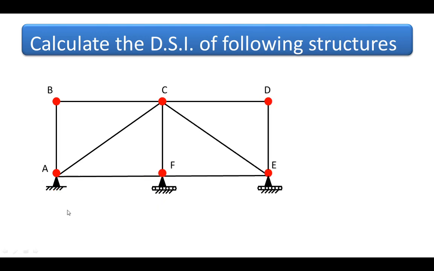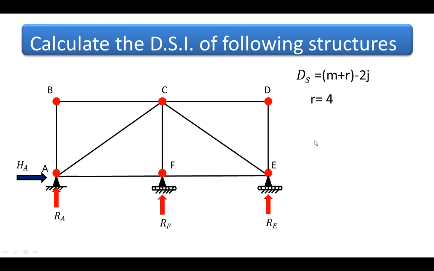Then next problem. Here this has 3 supports, at A, at F, at E. So here the formula of total static indeterminacy is equal to M plus R minus 2J. So here we will look for the reactions HA, RA, REF and RE. So 4 reactions here. So here R is equal to 4. Then M is equal to how much? This is 1, 2, 3, 4, 5, 6, 7, 8 and the vertical is the 9. So here M is equal to 9.